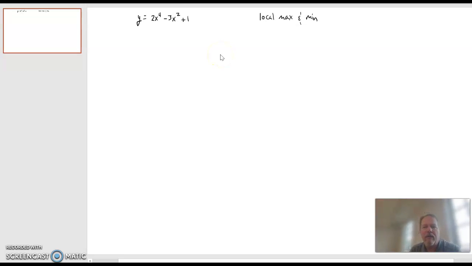Our class today, we're going to look at local max and local min, which is also called relative max or relative min, and how to find them and how to use calculus to do it. Local max and local mins always occur at critical points. Not all critical points are local max and local min, but all local maxes and local min come from critical points. A critical point is where the first derivative is 0 or where the first derivative is undefined. Okay, those are all your critical points.